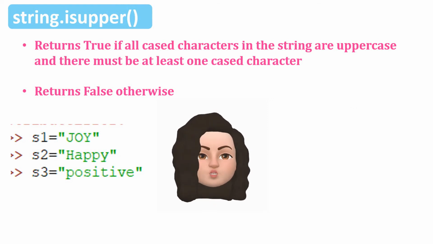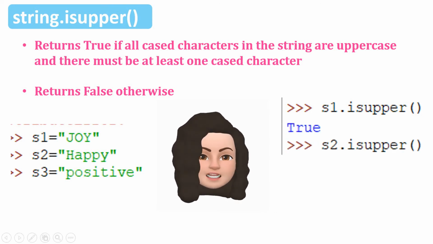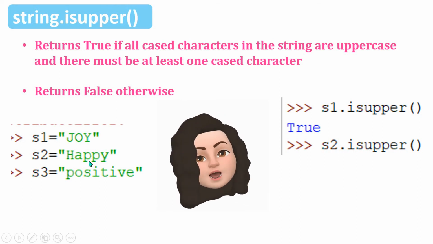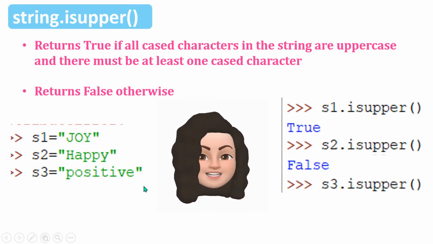Now S1.isupper(). S1 is a string which consists of only uppercase characters. There is no other character. Hence S1.isupper() returns true. Now S2.isupper(). S2 is a string which consists of only alphabets, but uppercase is also there, lowercase alphabets are also there. Hence S2.isupper() returns false. Now S3.isupper(). S3 is a string which consists only of lowercase alphabets. Hence S3.isupper() will return false.